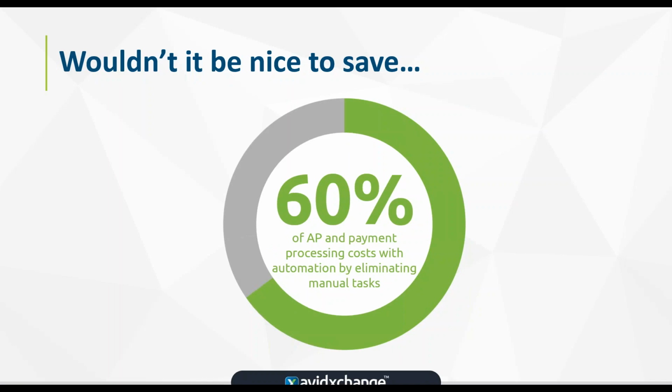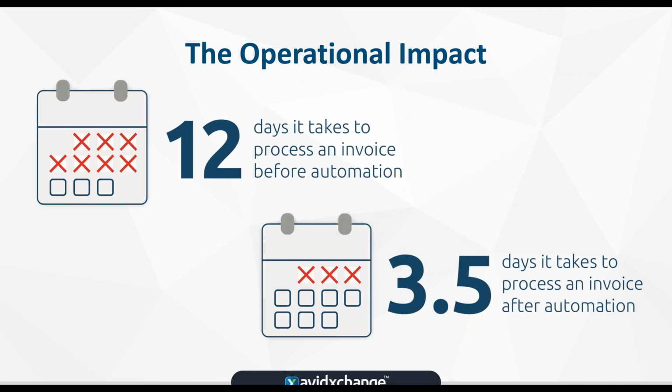So again, wouldn't it be nice with these efficiencies that you can eliminate 60% of your manual tasks throughout the day? And when we eliminate those manual tasks, we can take the average operational time of 12 days of processing an invoice before automation to, on average, 3.5. Again, how great would that be?